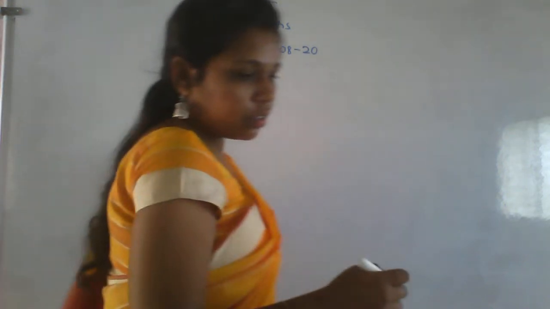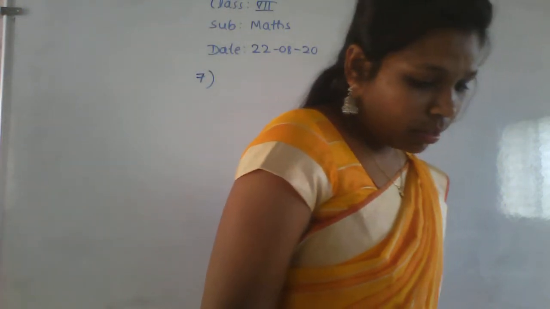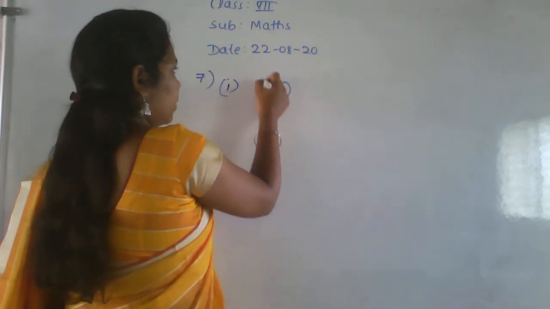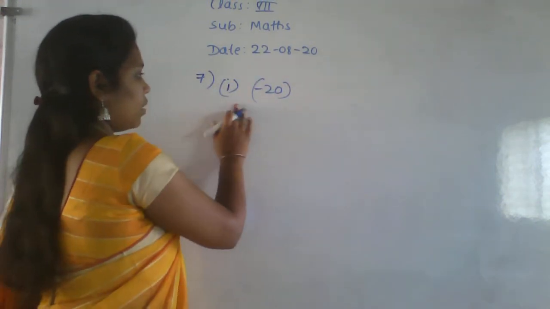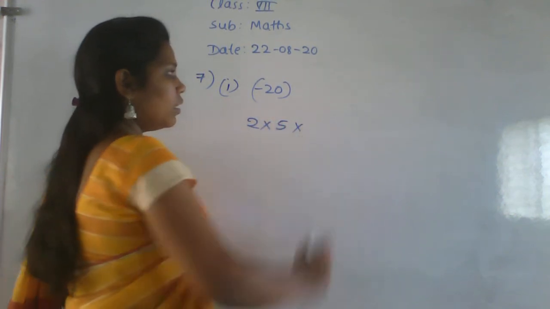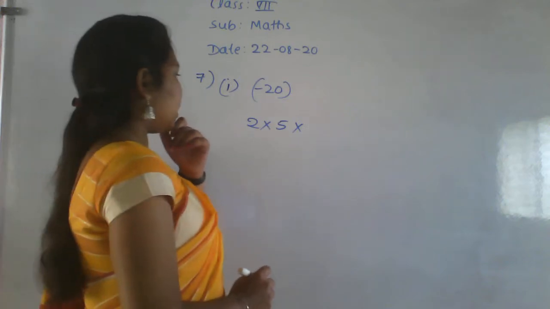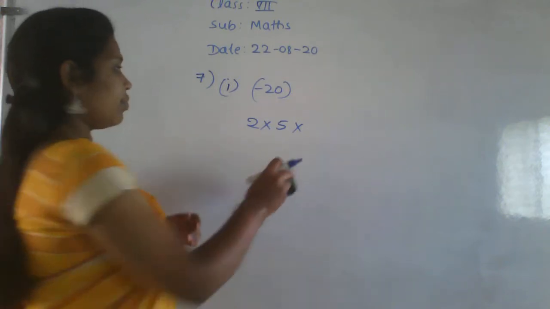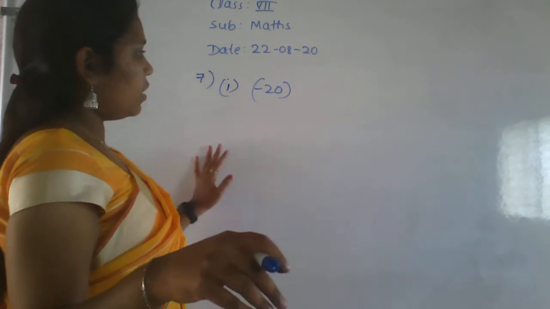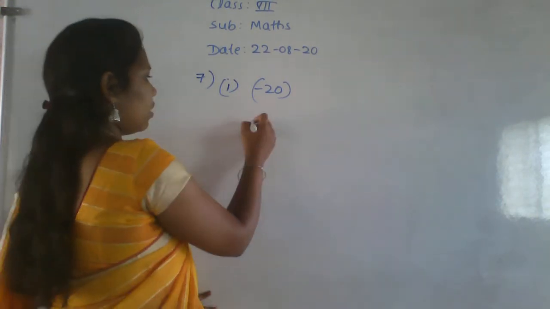Seventh main, minus 20. First one is minus 20. Okay. 2 into 5, 10 we got. Again we have to multiply with which value? Three factors must be different values.